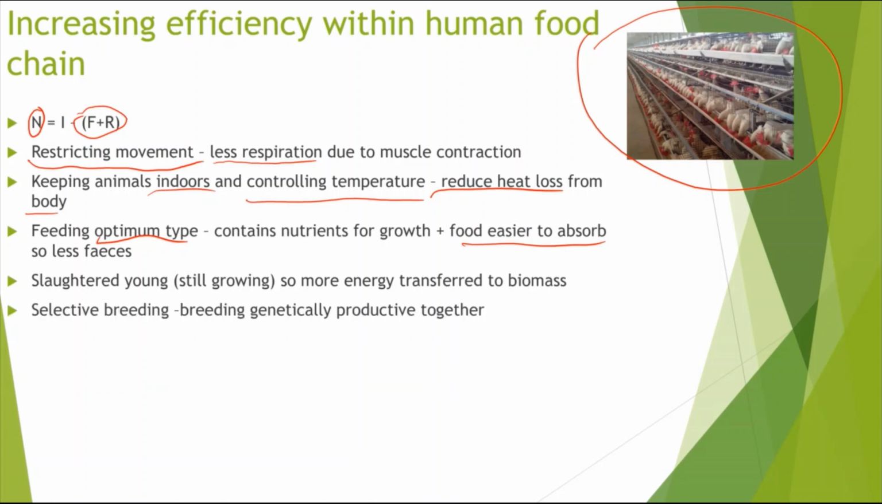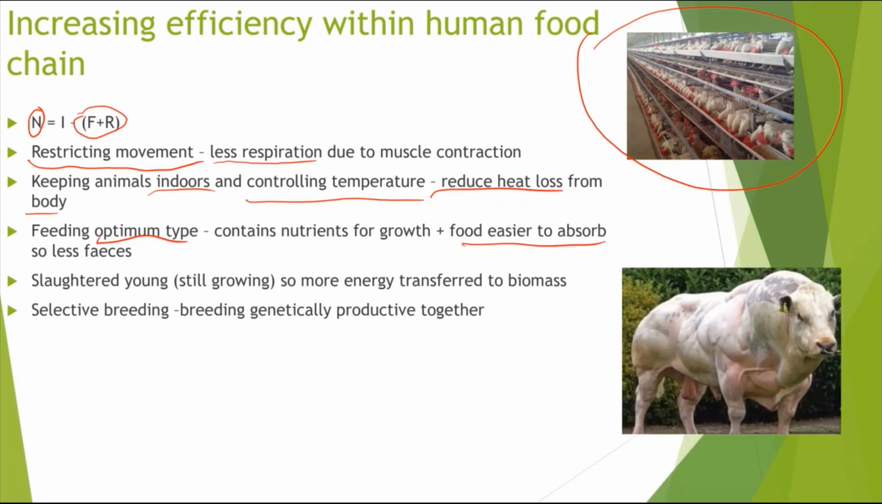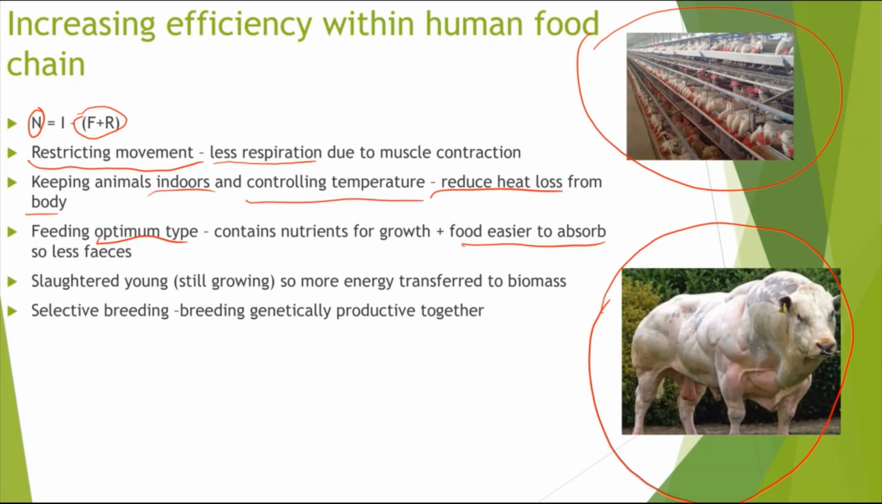Selective breeding, so you could breed the genetically productive together, so this would just increase productivity. So an example is the Belgian bull. This breeds the most productive together, so the ones with the most muscles, and this just results in this Belgian blue bull forming. So as you can see, this has a lot of muscles, so a lot of meat.